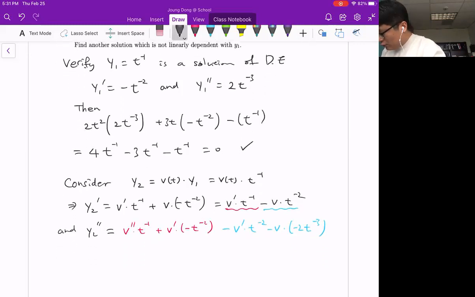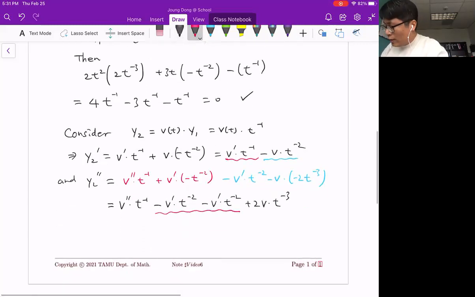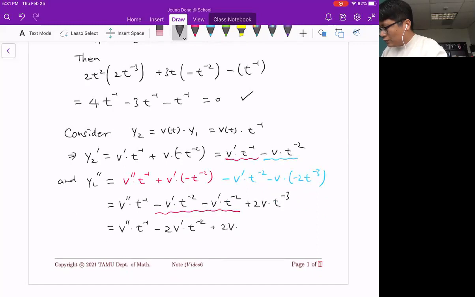This one is equal to v double prime t to the minus 1 and minus v prime t to the minus 2 and minus v prime t to the minus 2 and minus minus plus 2 v t to the minus 3. Is that okay? And also, as you can see, in the middle term, these terms are the same. So we can rewrite this one as v double prime t to the minus 1 minus 2 v prime t to the minus 2. That's it. Now we are ready.